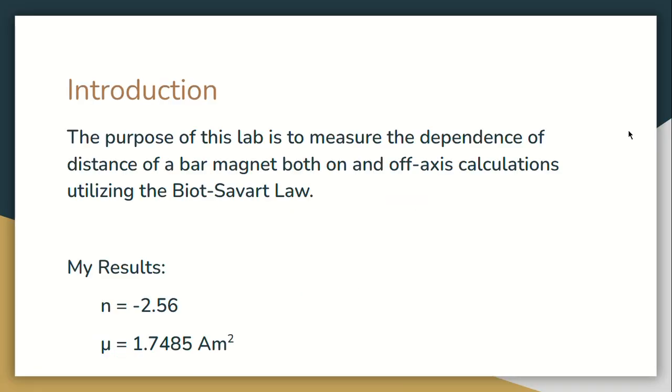So for a quick introduction, the purpose of this lab is to measure the dependence on distance of a bar magnet, both on and off axis, using calculations utilizing the Biot-Savart law. And with my results, I found that n equals negative 2.56 and that mu is equal to 1.7485 ampere meters squared.